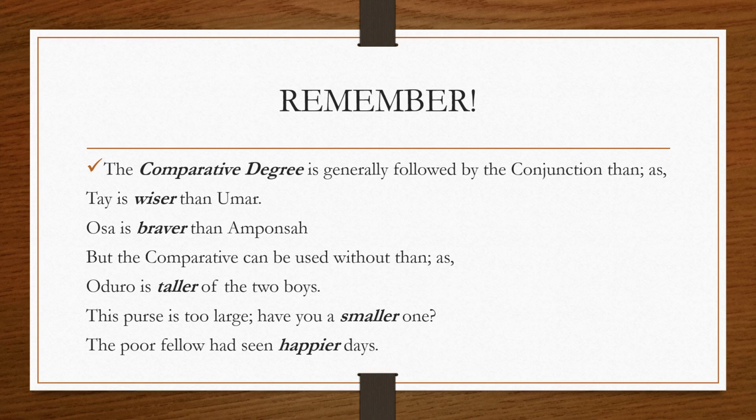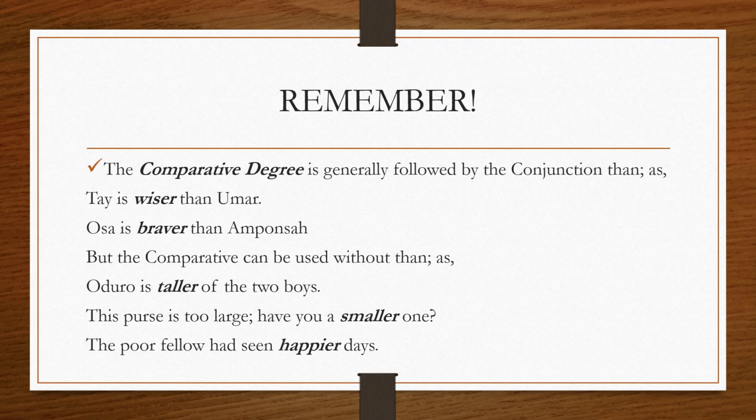Now let's remember this. The comparative degree is generally followed by the conjunction than. Example, Te is wiser than Umar. Osa is braver than Amponsa. But the comparative can be used without than. Example, Odro is the taller of the two boys. This purse is too large. Have you a smaller one? The poor fellow has seen happier days.